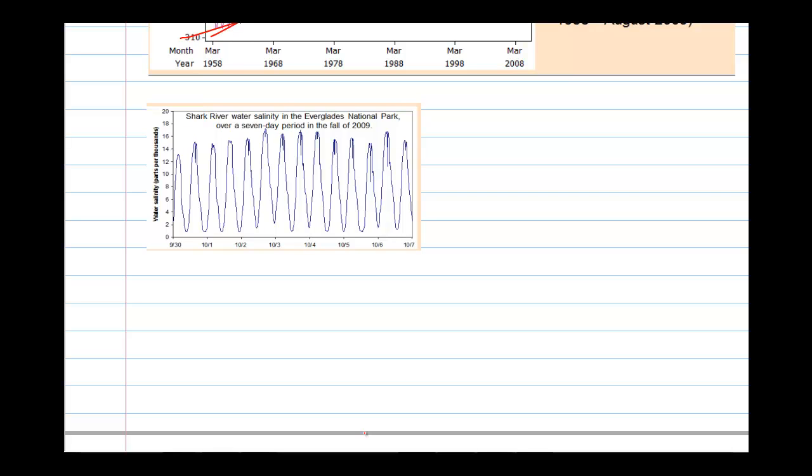Here is something we don't know from just glancing at the graph, but if you read your textbook, the data were collected near the mouth of the river, and so when tides come in, the salinity from the ocean would come in, and it would make sense that that would peak.